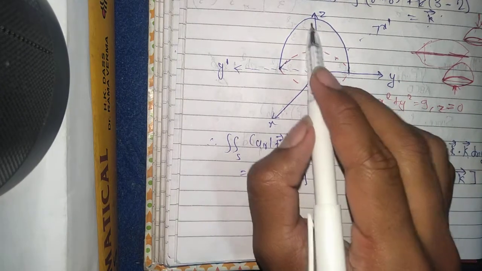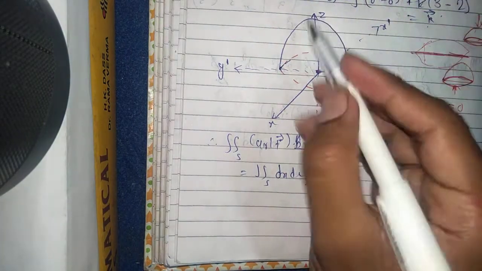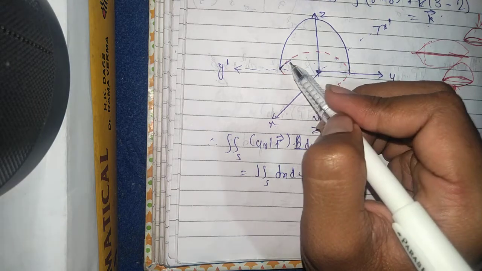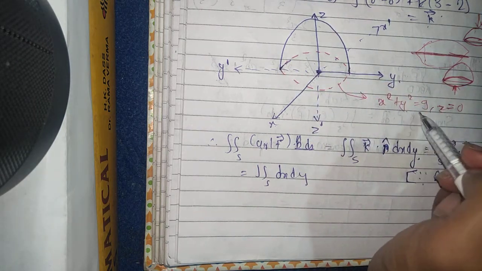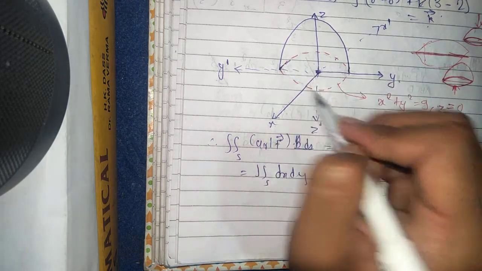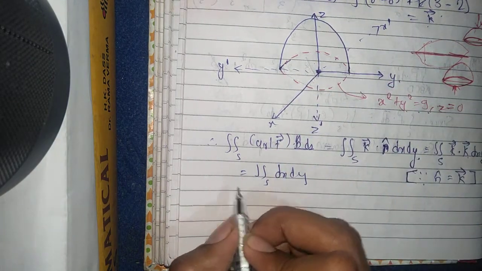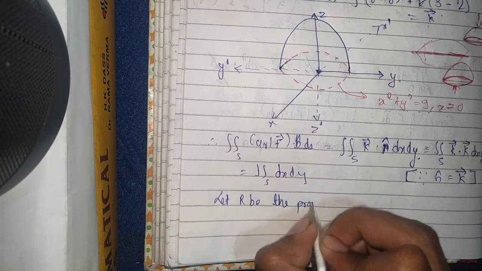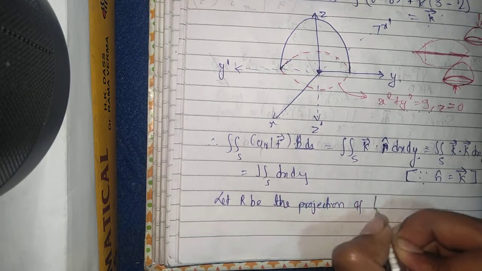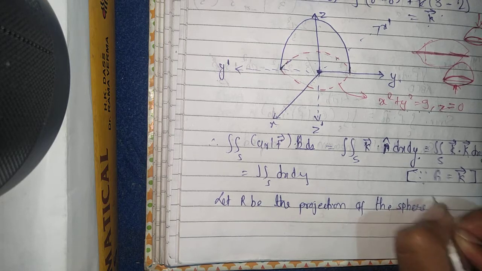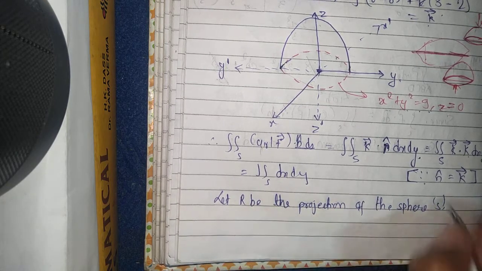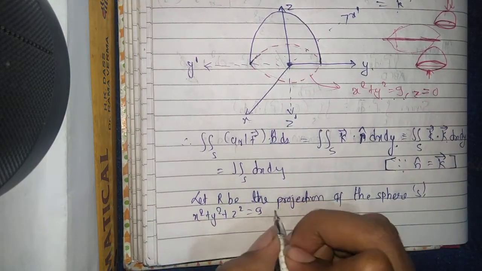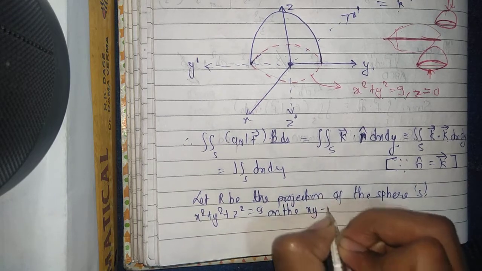Now, we have said that we are going to project this lemon, and after projecting it we will get the projection as a circle, that is x square plus y square equals 9, which is the base part of the lemon or the base part of the sphere. So now let R be the projection of the sphere x square plus y square plus z square equals 9 on the xy plane. We are projecting along the xy plane.